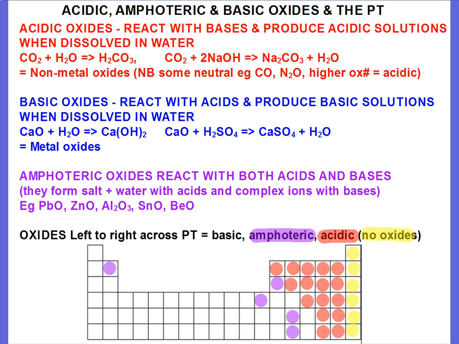And just in general, as you move from left to right across the periodic table, you go from being basic oxides to amphoteric oxides to acidic oxides. And that's the general trend across the periodic table.